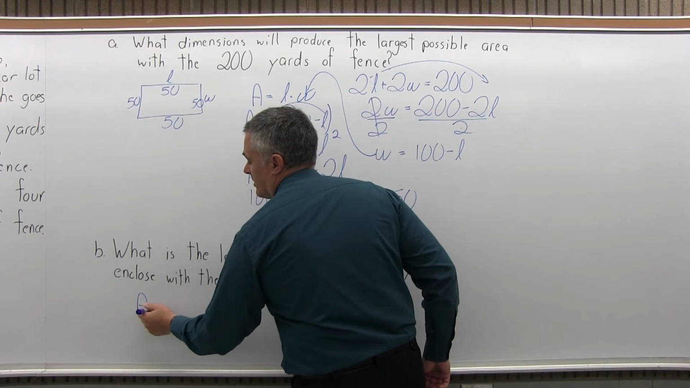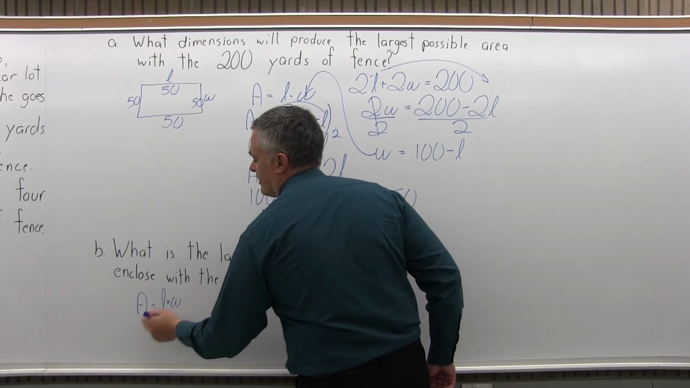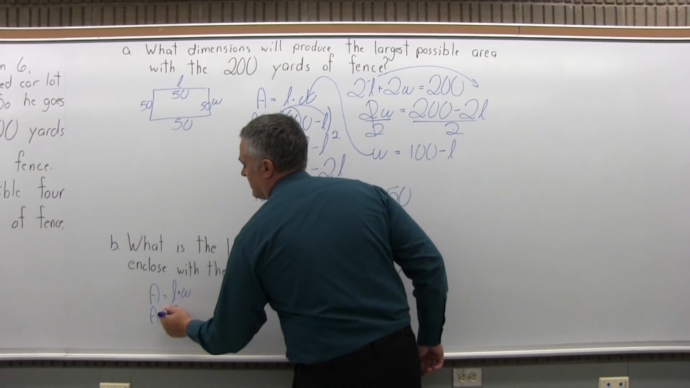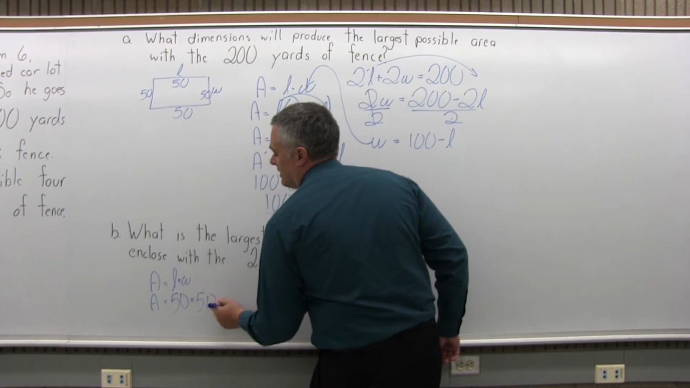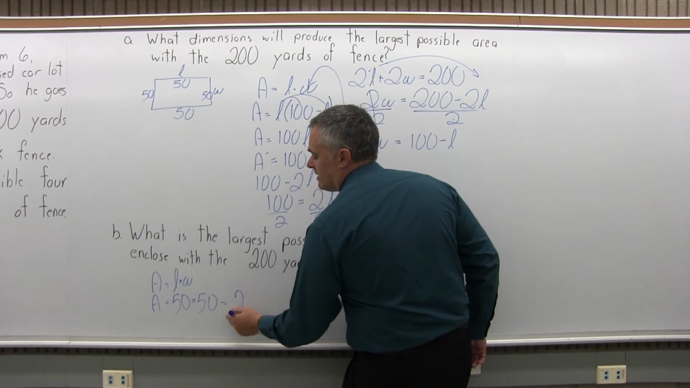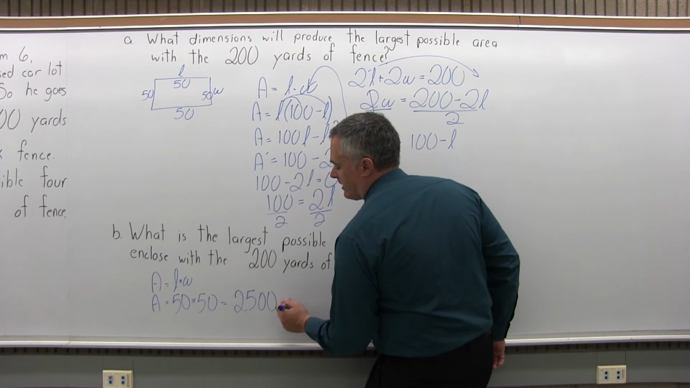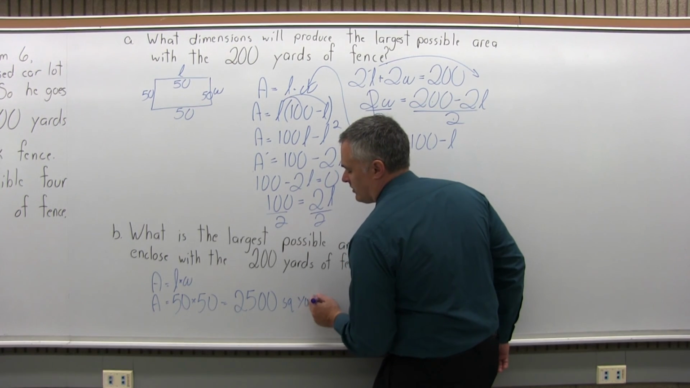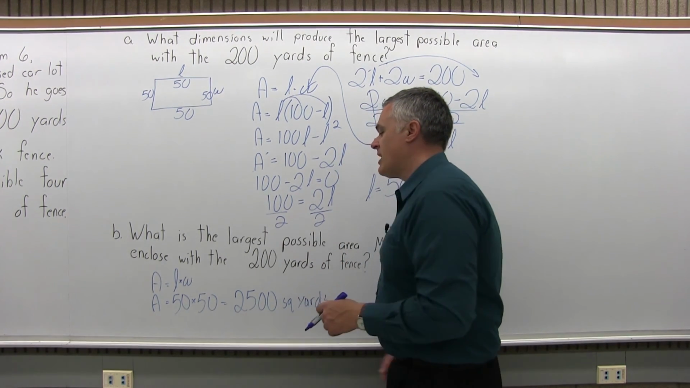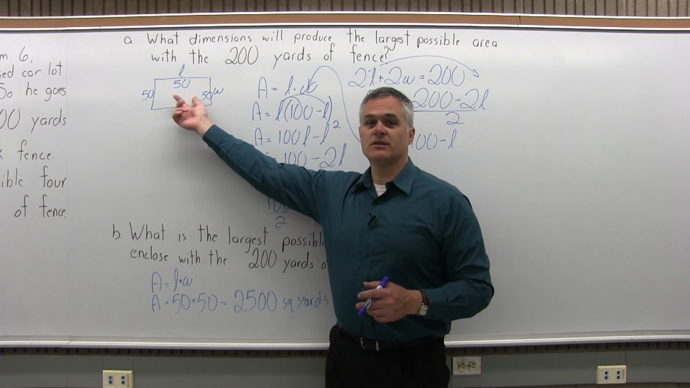Now, part B says, what is the largest possible area Manny can enclose with 200 yards of fence? Now again, remembering from geometry that area equals length times width, and now that we know that the length is 50, and the width is also 50, 50 times 50 will be 2,500 square yards. So if you have 200 yards of fence, that's the maximum possible area you can enclose with a rectangular shape like this.